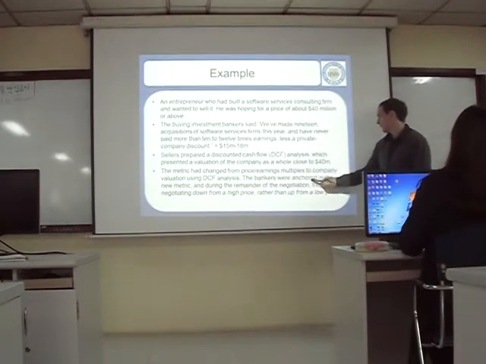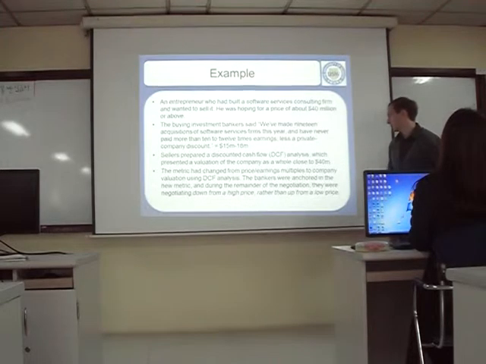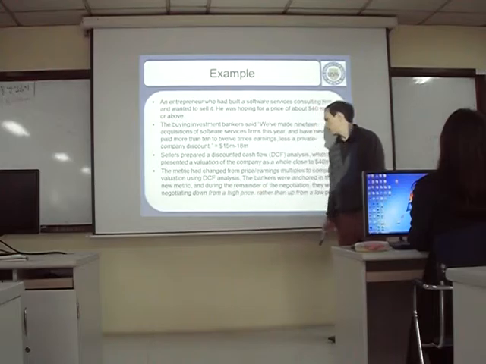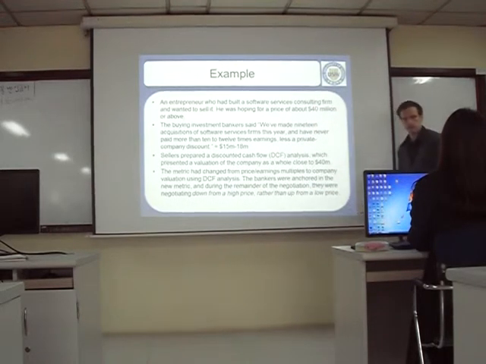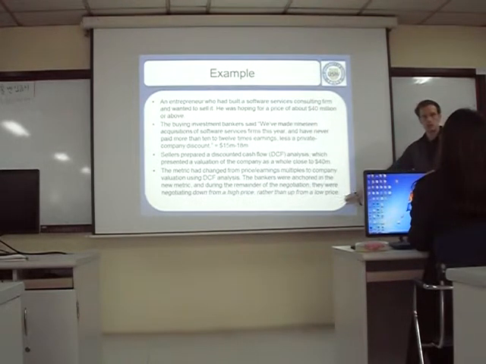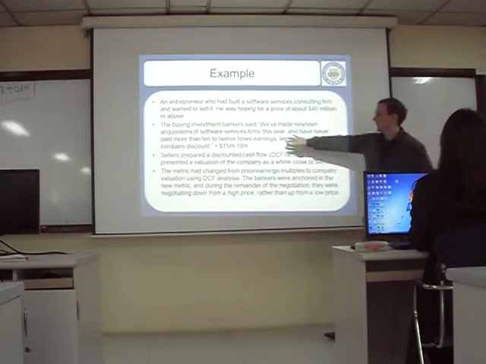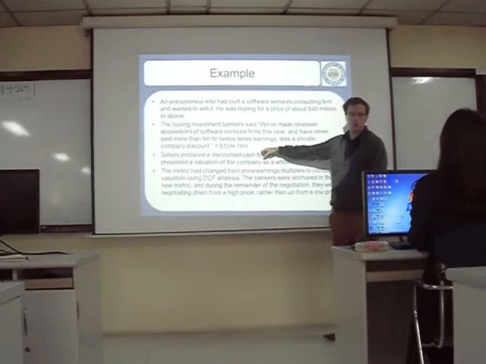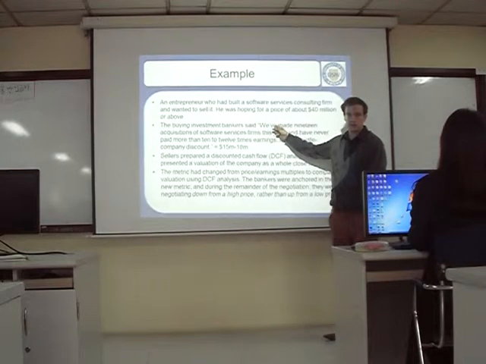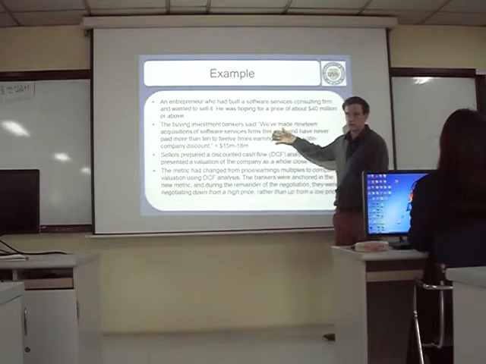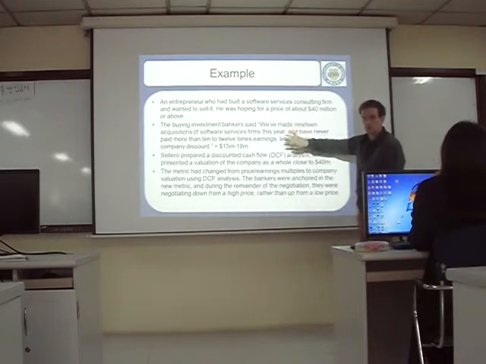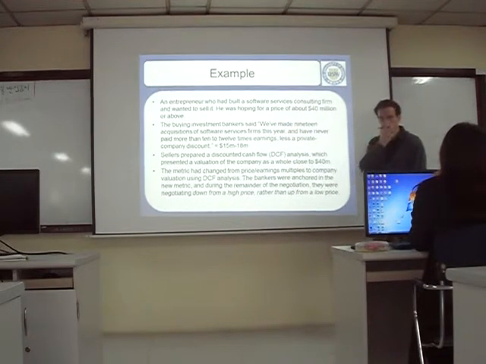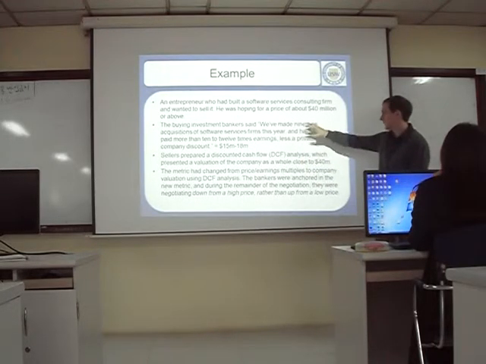Then the bankers started to be anchored around the new metric. And for the rest of the negotiation, they were negotiating down from a high price rather than up from a low price. So this is the key point. We don't want to be negotiating around this anchor, up from here. But they said that price first, and even they had a reason. So how can we deal with that? We need to change the reason, change the metric. Different reason, different metric, different way of calculating, we make this price.